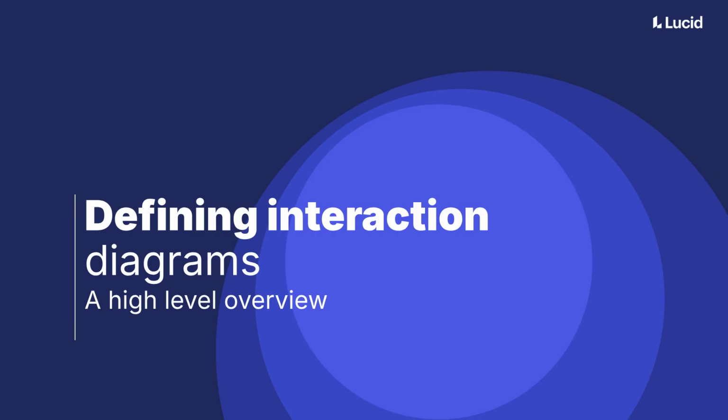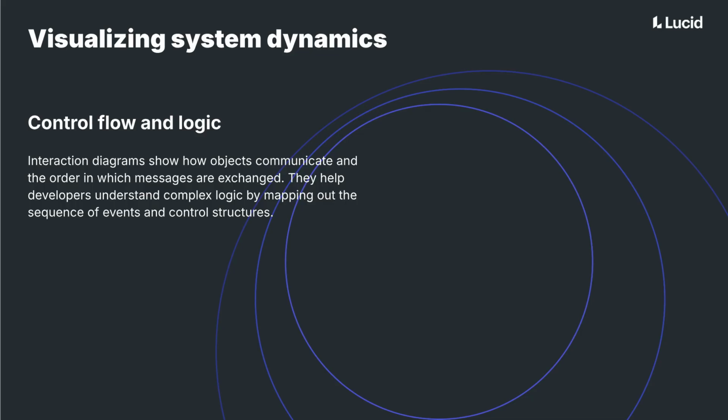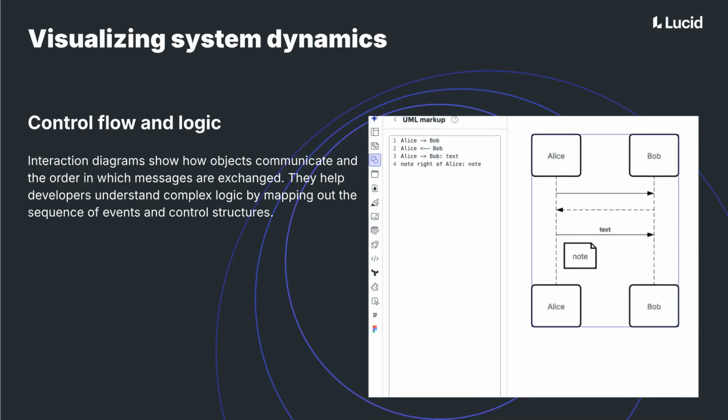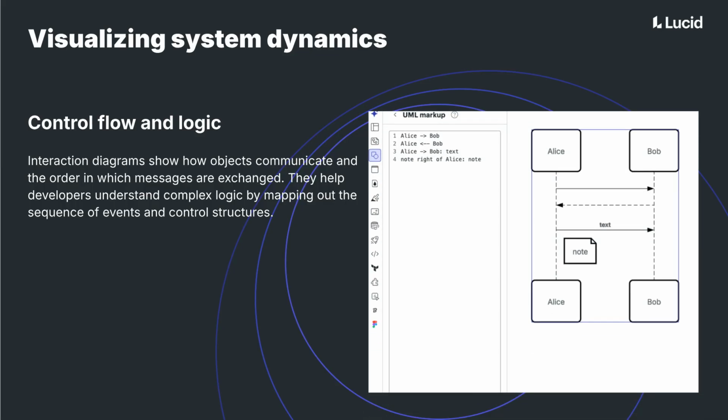These diagrams are a subset of behavior diagrams used to visualize the dynamic behavior of a system. How interaction diagrams represent control flow and logic is through a visual timeline of messages. They reveal not just which objects exist, but exactly how they communicate to complete a process.